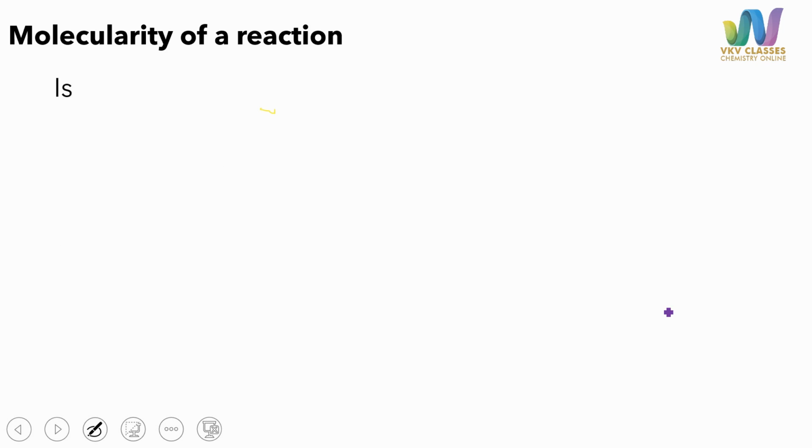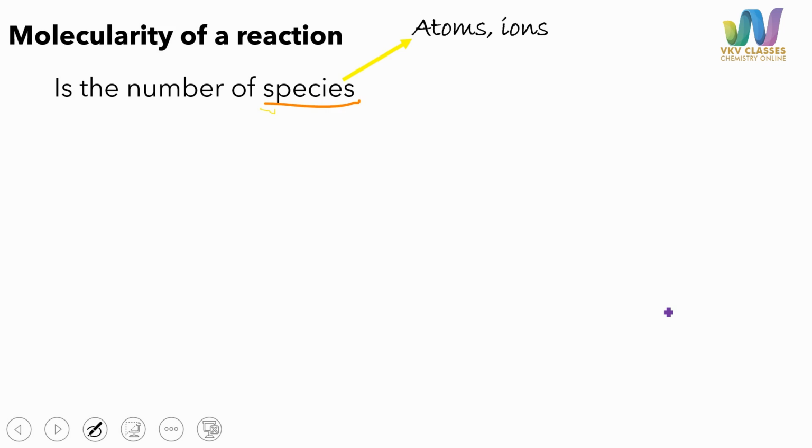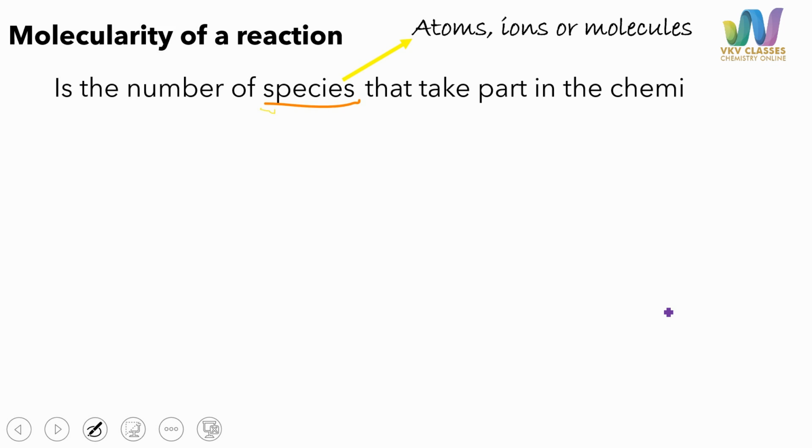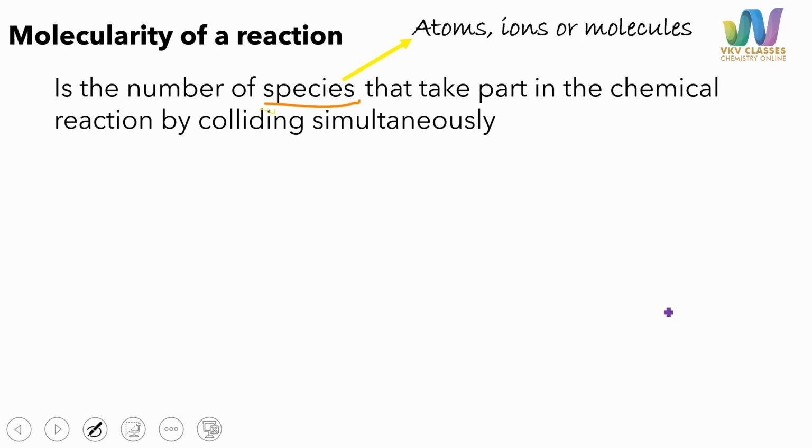Molecularity of a reaction. Molecularity of a reaction is the number of species. Species means atoms, ions, or molecules. So it is the number of species that take part in the chemical reaction by colliding simultaneously. A chemical reaction takes place by collision between the molecules.